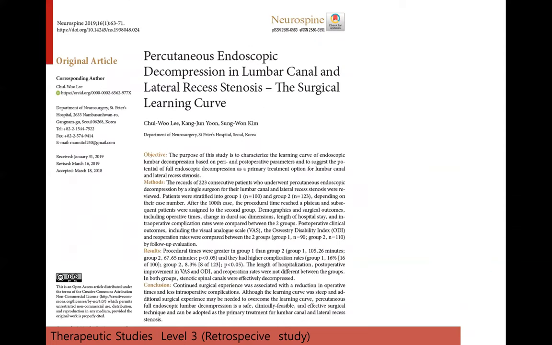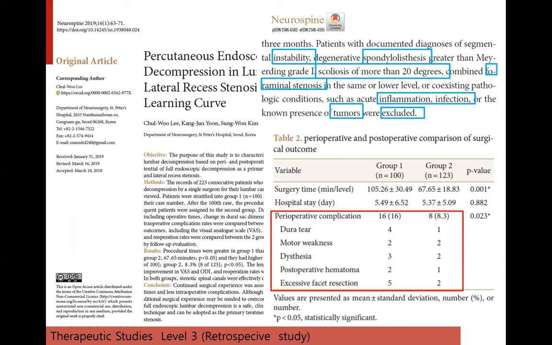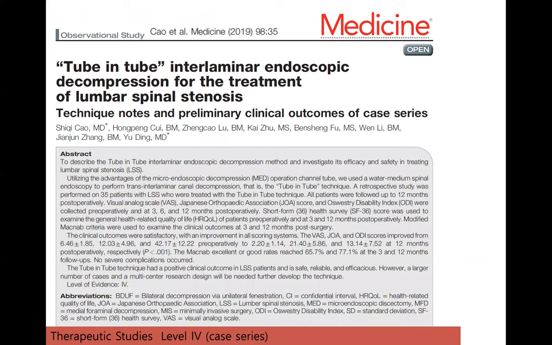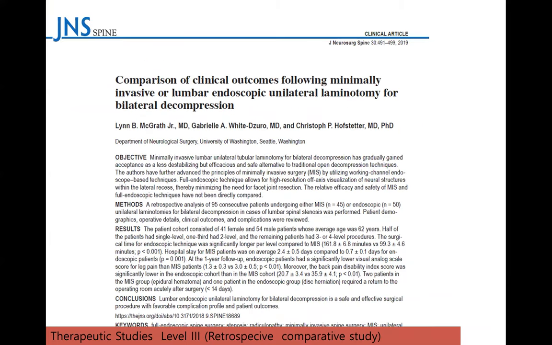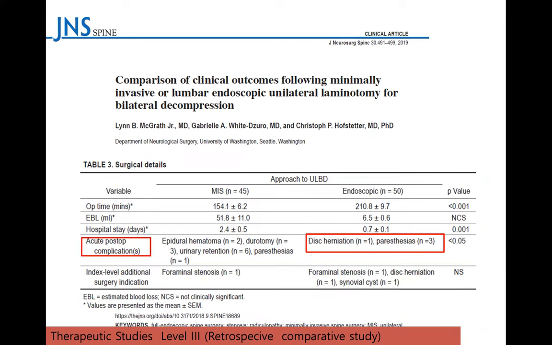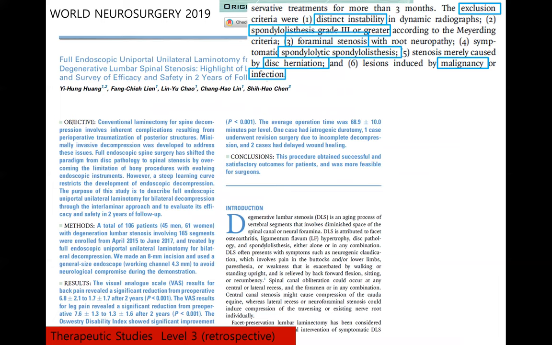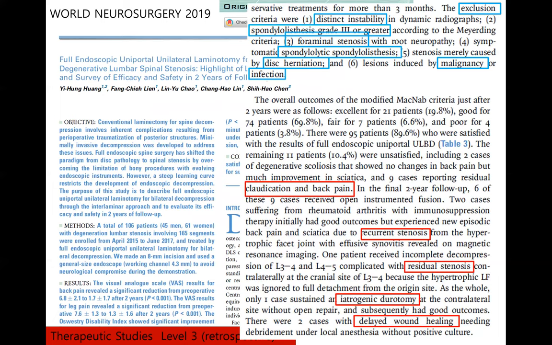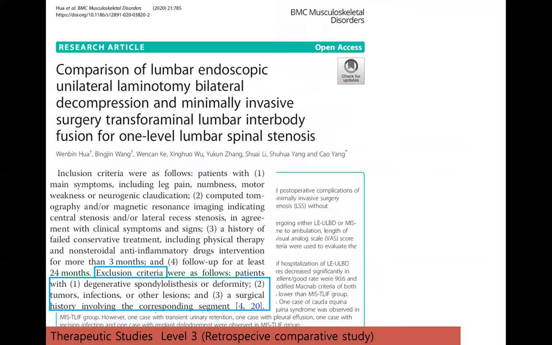This is a retrospective level 3 study, and the exclusion criteria and the complications were reported. This paper is a level 4 case series, and the complications were reported. This is a level 3 retrospective comparative study, and the discontinuation and the paresthesia were reported as a complication. This paper is a level 3 retrospective study, and the exclusion criteria and the complications were reported. This paper is a level 3 retrospective comparative study, and the post-operative complications were reported.